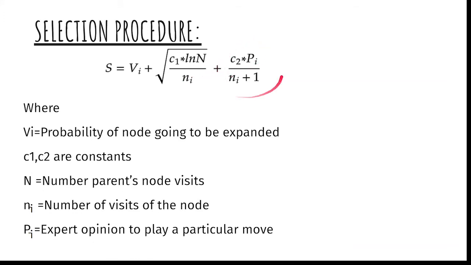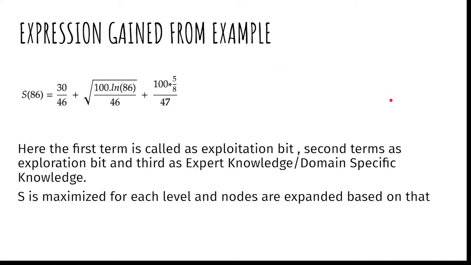Plus, what this term represents is that in any game, there are a set of experts, right? So you give a weightage to the opinion of those experts as well. So Pi represents the probability of an expert to play that particular move. Alright, and that is divided by ni plus 1, which means as you play more and more games at a particular node, you give lesser weightage to the expert's opinion, right? Because you've gained enough knowledge to make your own decisions. That's what this means. So let's see how this actually translates in our example.